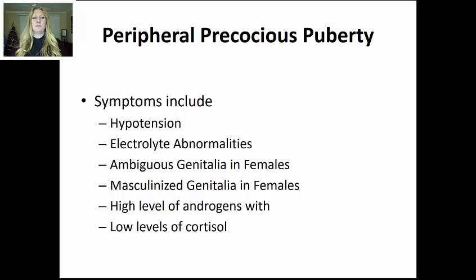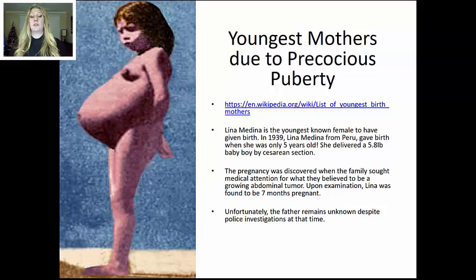This is a picture of what is believed to be the youngest mother ever recorded, Lena Medina in 1939. Lena Medina is the youngest known female to have given birth. In 1939, Lena Medina from Peru gave birth when she was only 5 years old. She delivered a 5.8-pound baby boy by cesarean section. The pregnancy was only discovered when the family sought medical attention for what they believed to be a growing abdominal tumor. Upon examination, Lena was found to be 7 months pregnant. Unfortunately, the father remains unknown despite police investigations at the time.